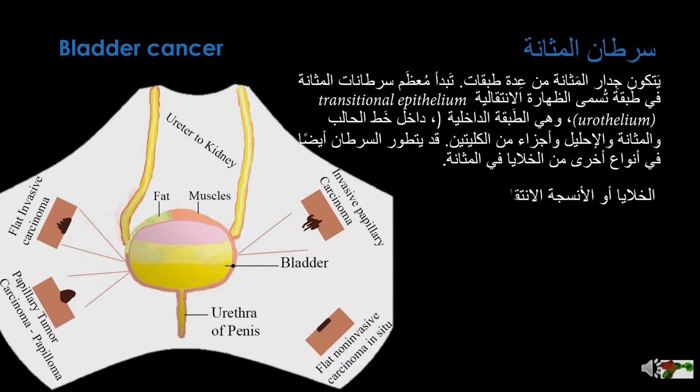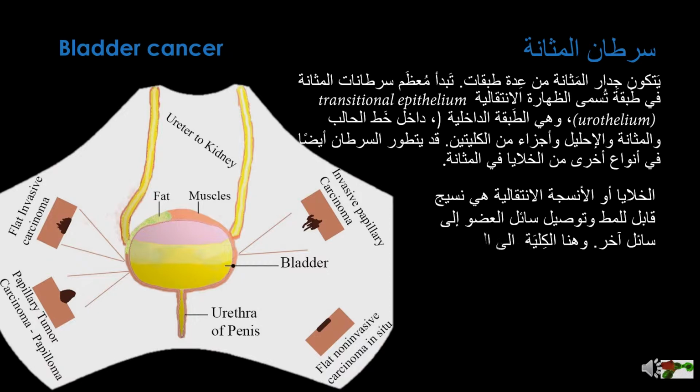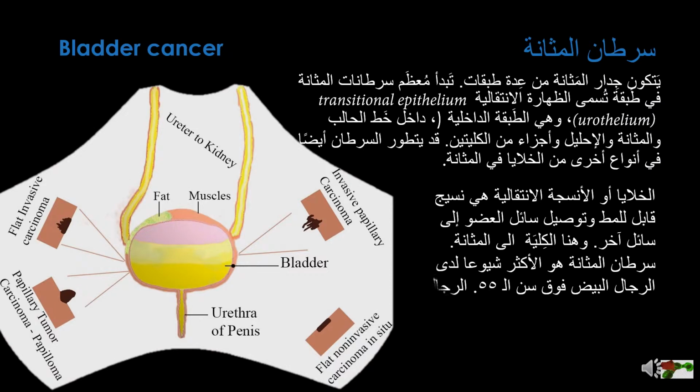Transitional cells or tissue are stretchable tissue that connect one organ's fluid to another organ's fluid. Kidney or bladder cancer is most common in white men over age 55. The possibility of this cancer is about 5% of all cancer cases.